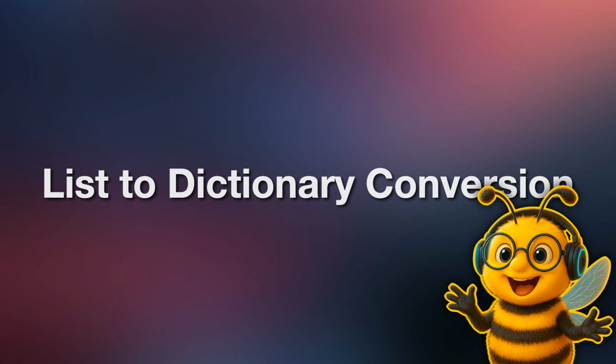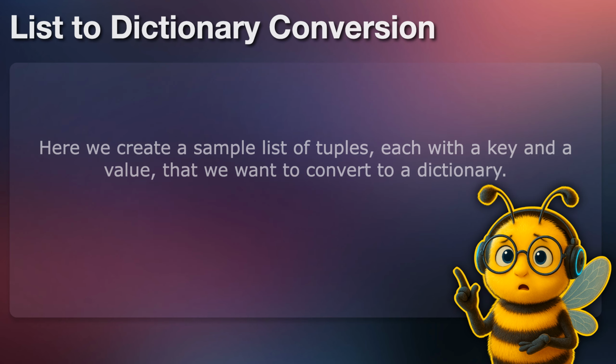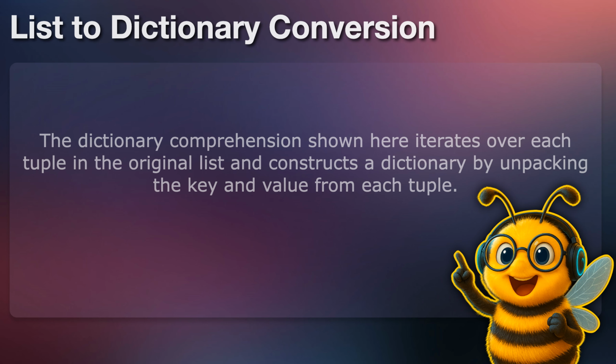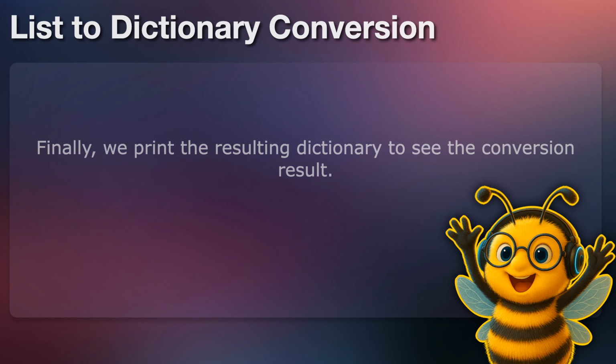Let's explore a powerful Python one-liner for converting a list into a dictionary using dictionary comprehensions. Here we create a sample list of tuples, each with a key and a value, that we want to convert to a dictionary. The dictionary comprehension shown here iterates over each tuple in the original list and constructs a dictionary by unpacking the key and value from each tuple. Finally, we print the resulting dictionary to see the conversion result.